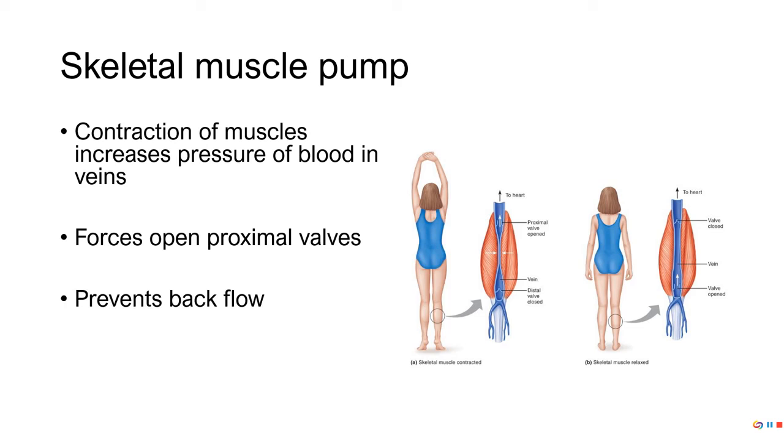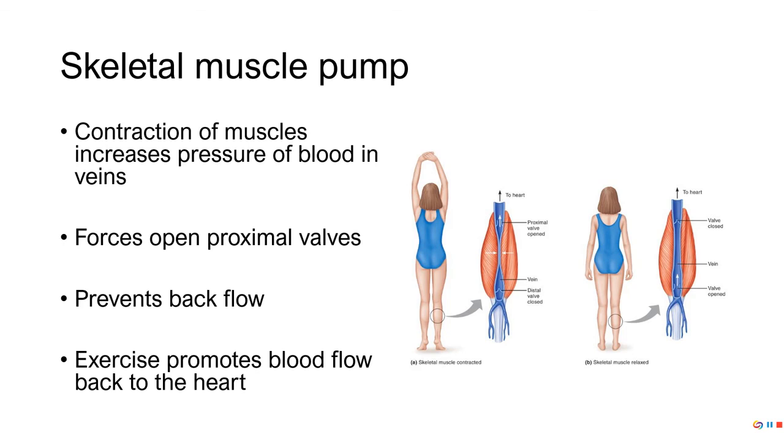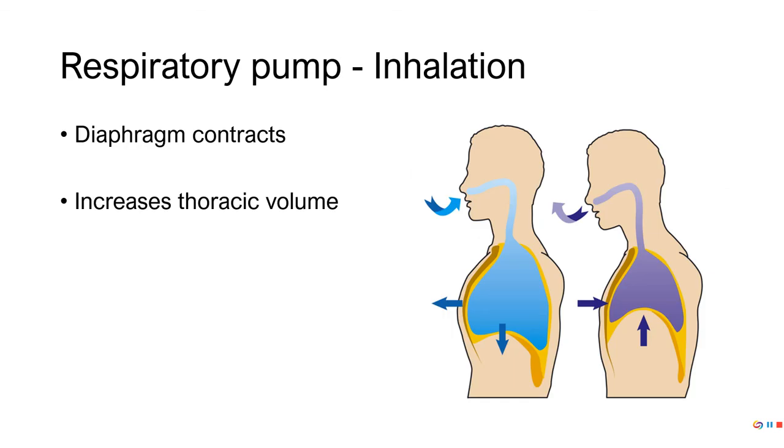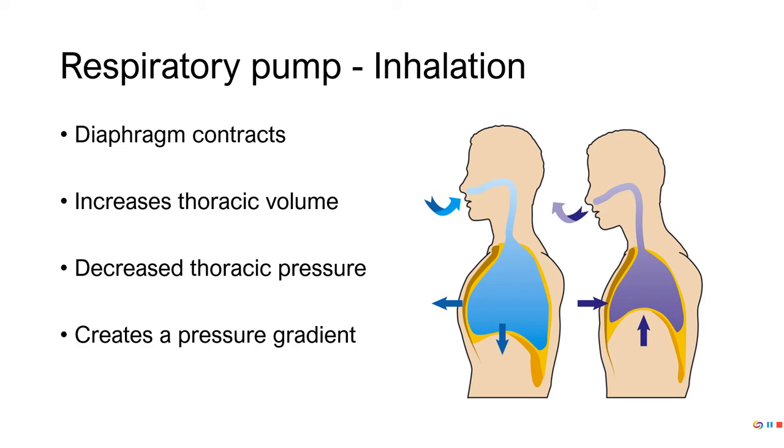So as we're exercising, we need increased blood flow to the heart, and the act of exercising causes more muscle contraction and helps get that blood back to the heart. Then we've got the respiratory pump. We contract the diaphragm. This causes the volume of the thoracic cavity to increase, which decreases pressure, and so we have a pressure gradient. So now it's easier for blood to go from the abdominal cavity to the thoracic cavity.